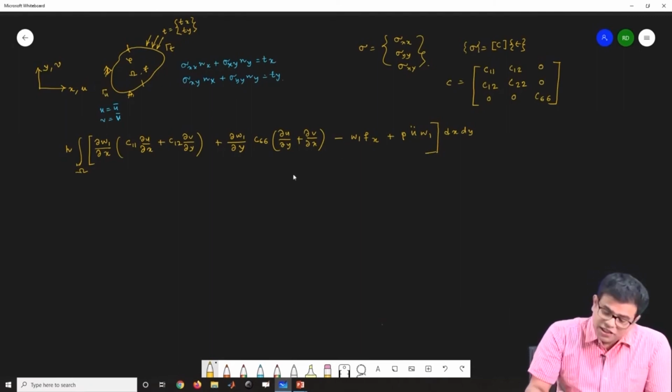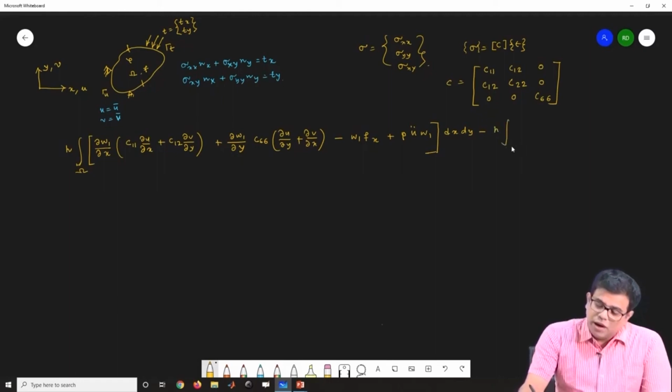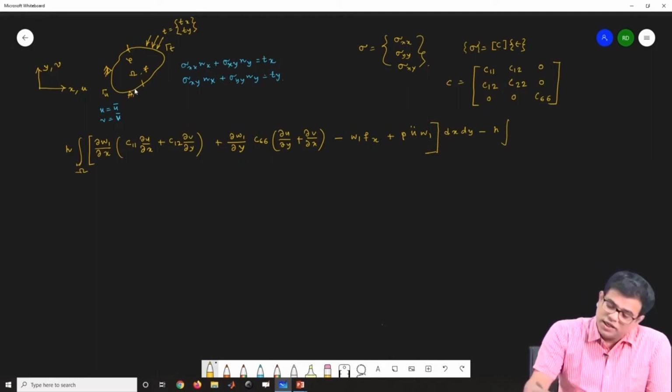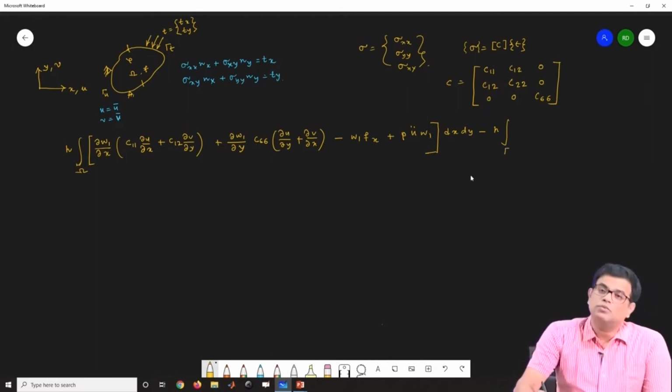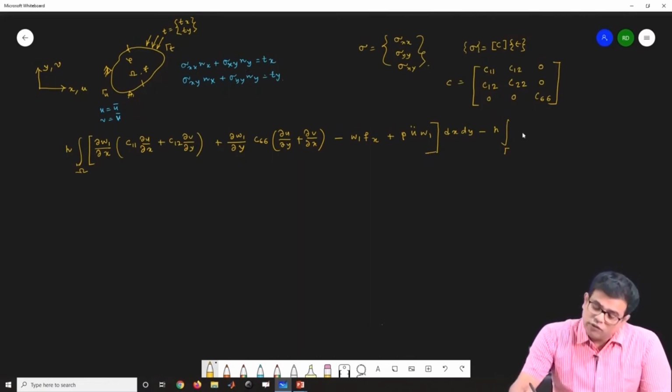Now you will additionally have the boundary condition. The boundary condition will be like this, minus h again. So the boundary term will contain the surface term on the boundary gamma, which is the domain, and then you have this boundary condition, that is sigma xx nx plus sigma xy ny, which is coming from the weak form. So if I write it, then w1 will be multiplied.